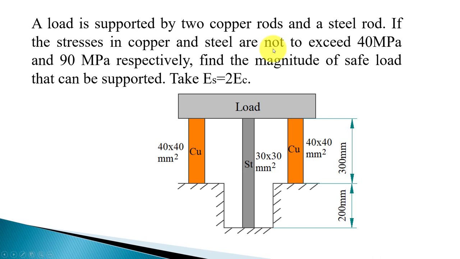The constraints given are the stress in copper not to exceed 40 MPa and stress in steel not to exceed 90 MPa. With this condition, we have to find out the maximum load that can be supported by these three rods. And you are also given that Young's modulus of steel is equal to twice the Young's modulus of copper. We have to assume that load position is adjusted in such a way that it remains horizontal. That means all the bars will reduce the length by equal amount.